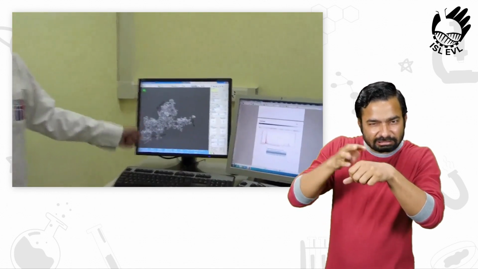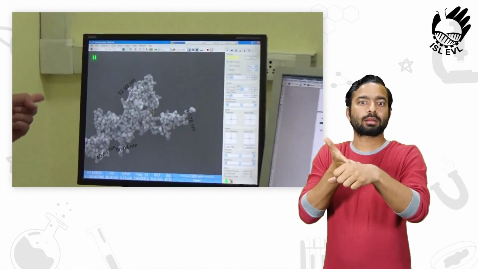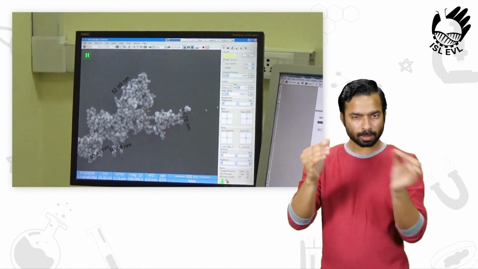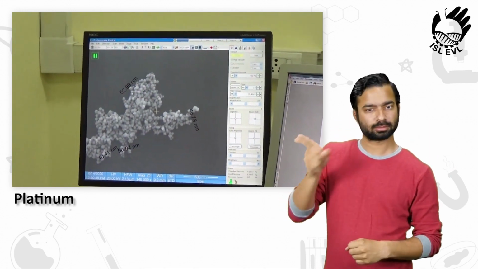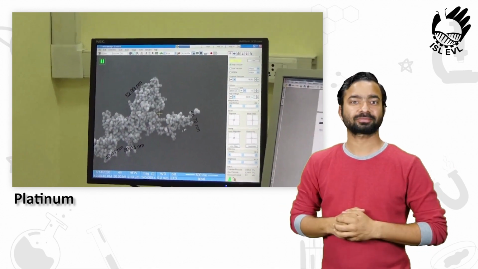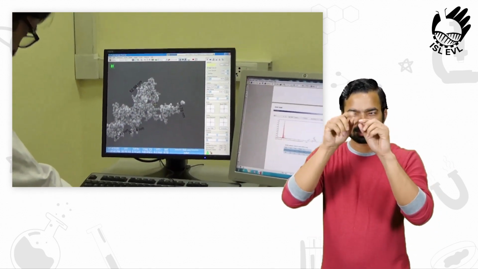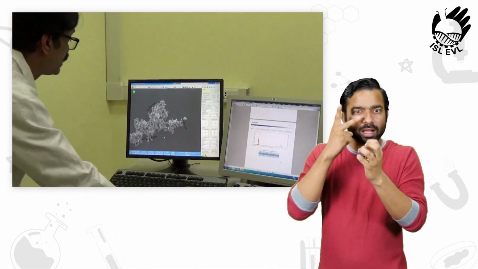This is the platinum nanoparticle. Here we can see the shape as well as the size. The shape is spherical and the size is in the range of nanometers. Here you see 50 nanometer. So by this machine, we can find out the shape, size, and that the surface is spherical.